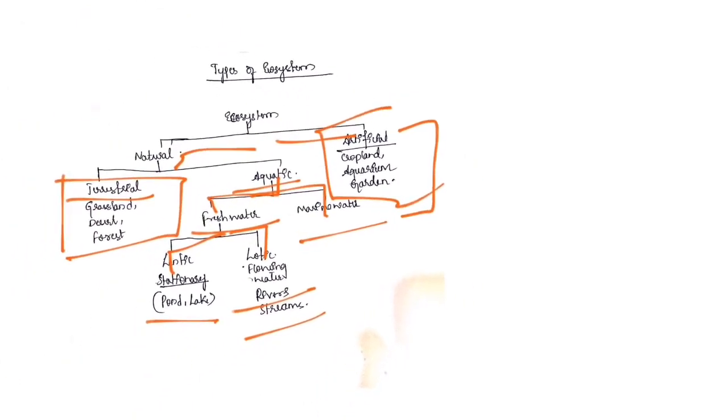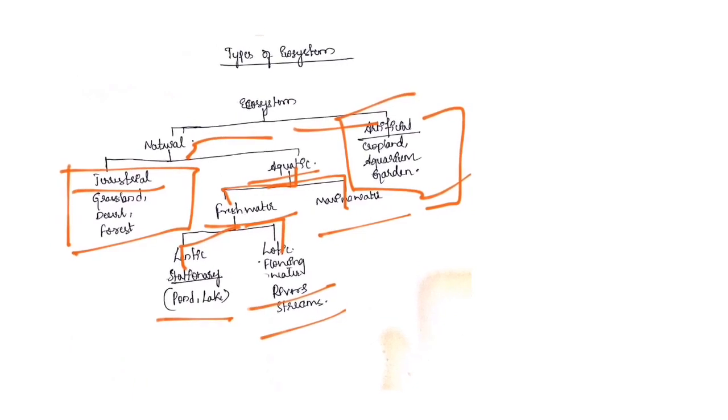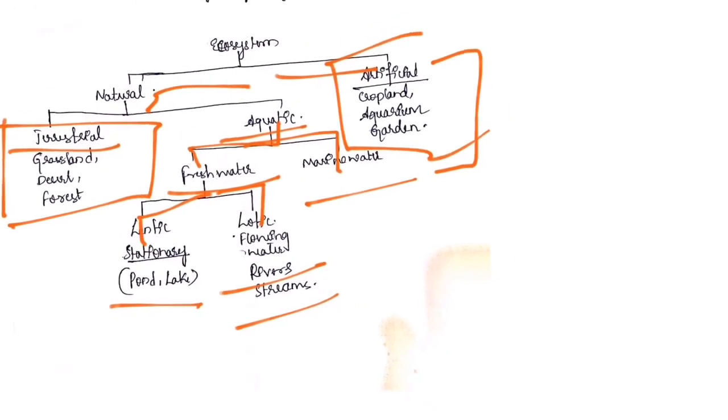This is the broad classification of ecosystem. Ecosystem can be classified into natural or artificial. Natural is again classified into terrestrial or aquatic. Aquatic is again classified into freshwater or marine water. Freshwater is again classified into lentic and lotic.